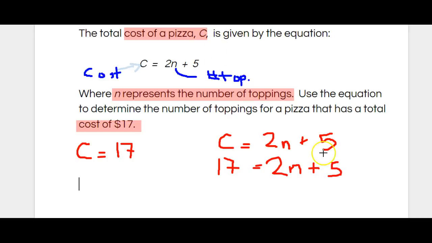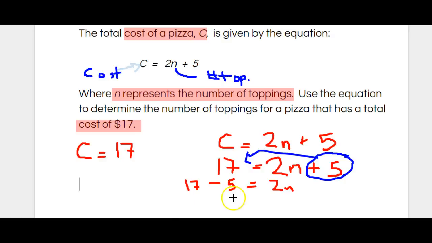So I'm going to use strategies that I know from algebra to solve. I'm going to move this plus 5 to the other side of my equation and subtract it. And so that's going to give me 17 take away 5. And that will leave me with 2n on the other side of my equation. So now I'm going to clean that up. 17 take away 5 is 12. So 12 is equal to 2n.